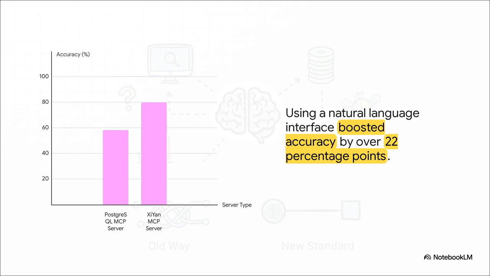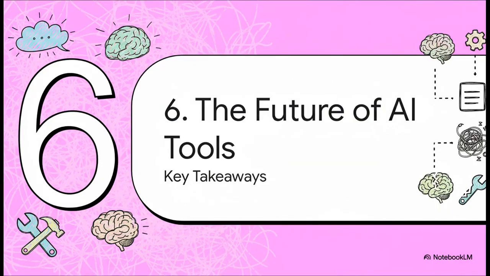And the result of making it easier for the AI? An absolutely massive 22-point jump in accuracy. This is the real breakthrough here. It's not about the protocol you use. It's all about how the tool is designed. So, what does this all mean for where AI is headed? What's the really big takeaway from all this?